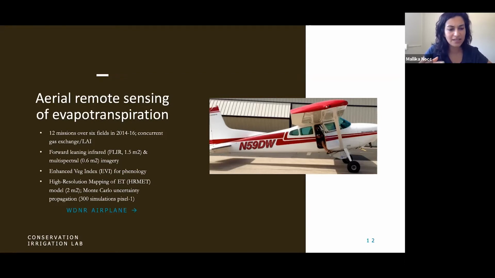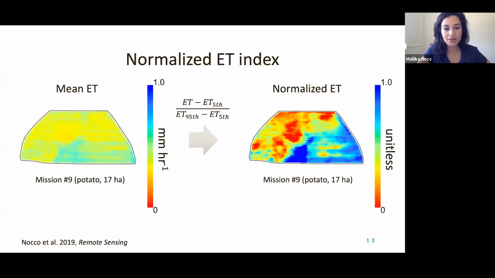So we collected this imagery, we conducted 12 missions over 6 fields. And then the ground measurements that we used, we had the lysimeters as well as concurrent estimates of leaf gas exchange. So we measured the stomatal conductance, or opening of those stomata, and leaf area index. And we were able to map ET then. So this is the algorithm that I use. And there are many, many, many algorithms out there for mapping evapotranspiration.